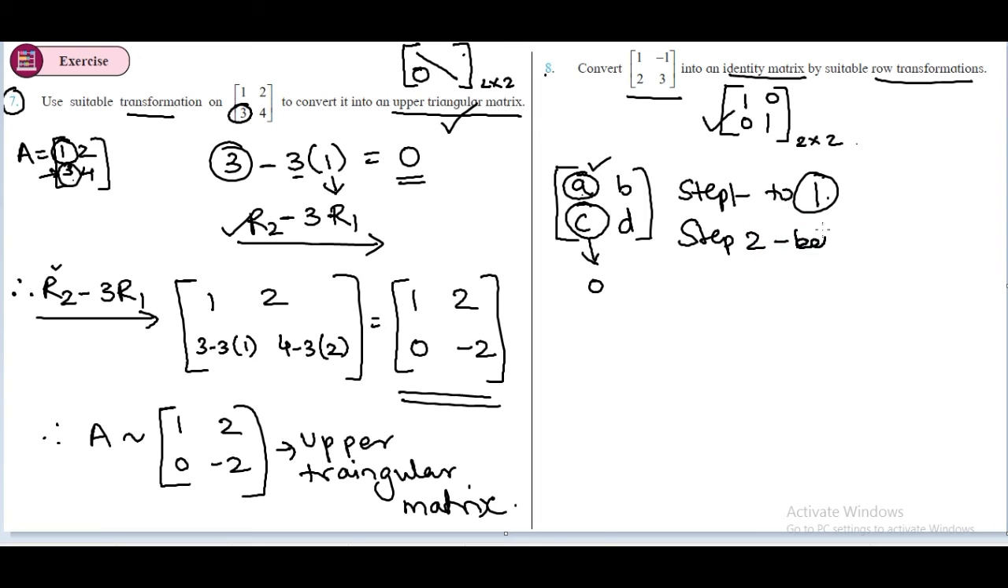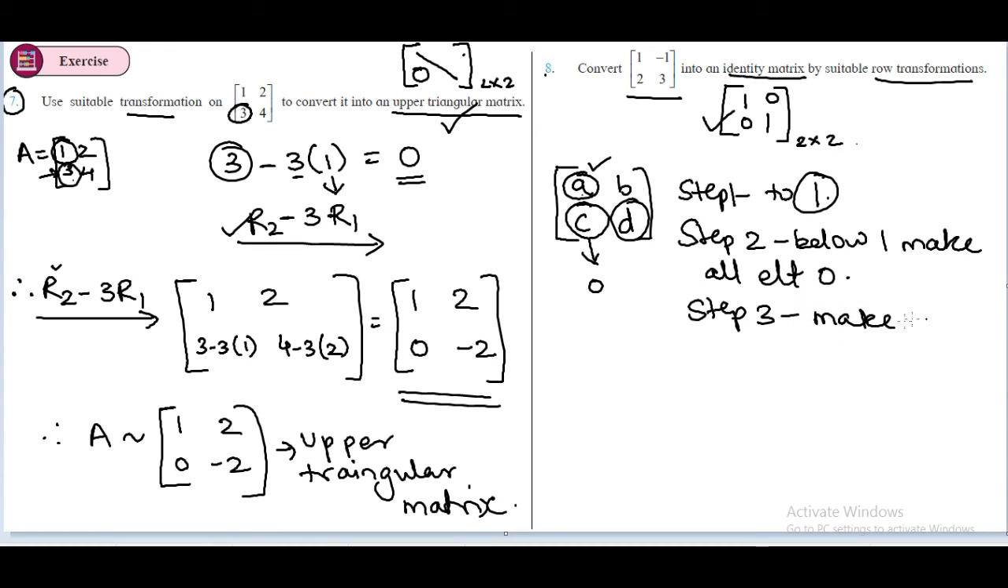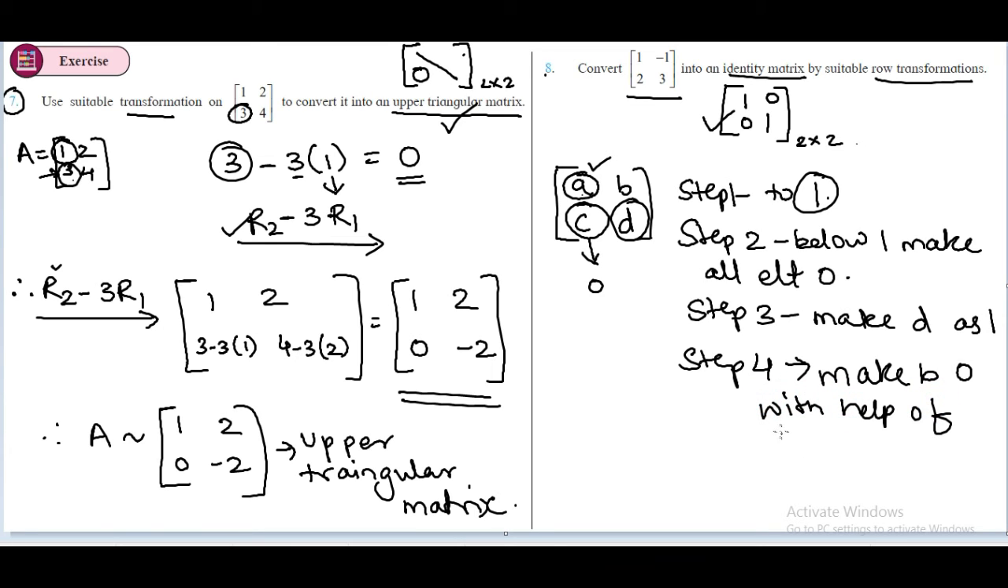Below 1, make all elements 0. After that, step 3: this element we will convert to 1, that is, make D as 1. After that, step 4 will be make B 0 with the help of the 1 below.